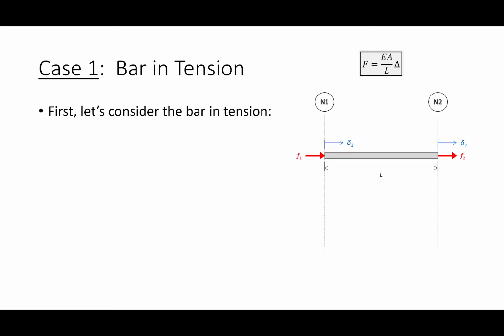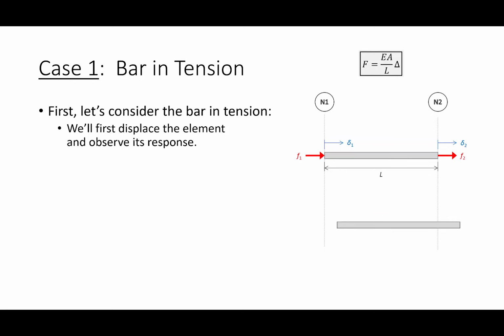So, here's the bar. Now watch this. Everybody watch up here. I'm going to deform the bar. So the bar is going to have some displacement over here and some displacement over here. Now, if the bar is in tension, can somebody tell me what's got to be true as the comparison between these? Delta 2 has to be bigger. That's exactly right. Delta 2's got to be bigger than delta 1.